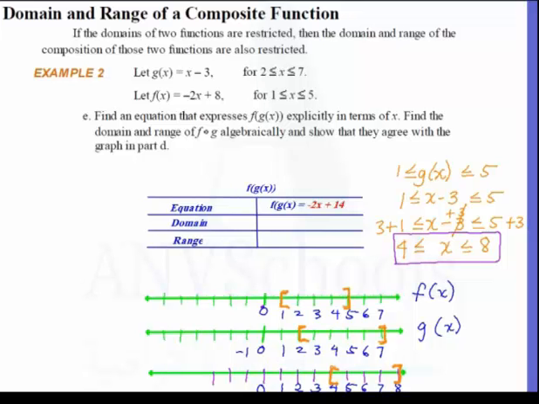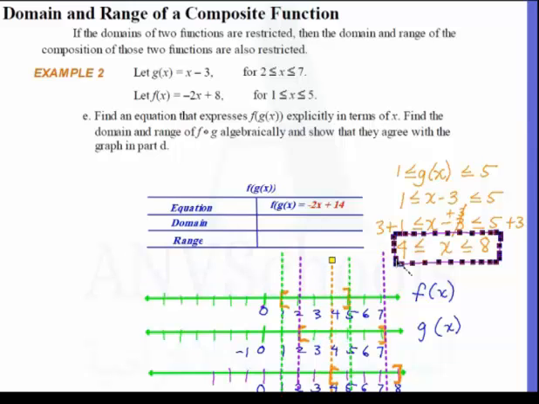Let us have some illustrations for our domain restrictions. For f of x, this is our domain restriction. For g of x, our domain restriction would be from here, from 2 to 7. And for our f of g of x, our domain restriction is from 4 to 8.